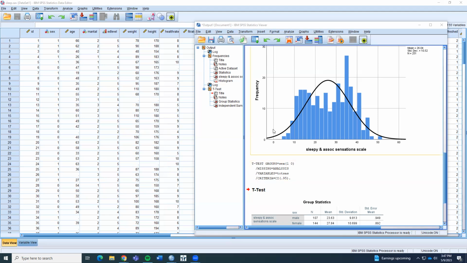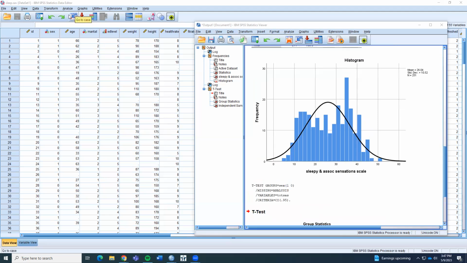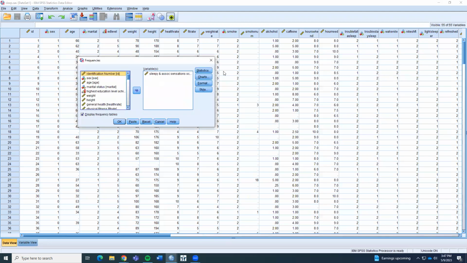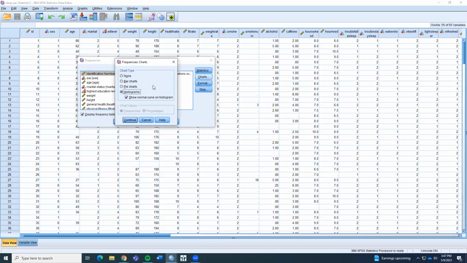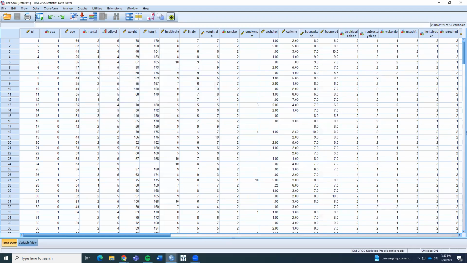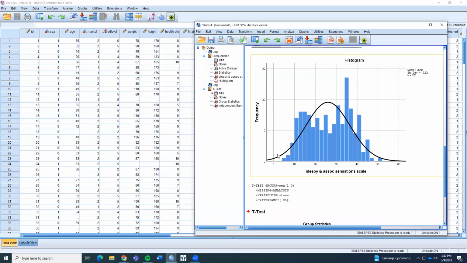So I went ahead and made the histogram. Of course, I just went to analyze, descriptive statistics, frequencies, and from there in the charts, I made the histogram, and I did the sleepy and associated sensations data. And as you can see, it all does fit nicely under our bell curve. So yes, the distribution is normal.